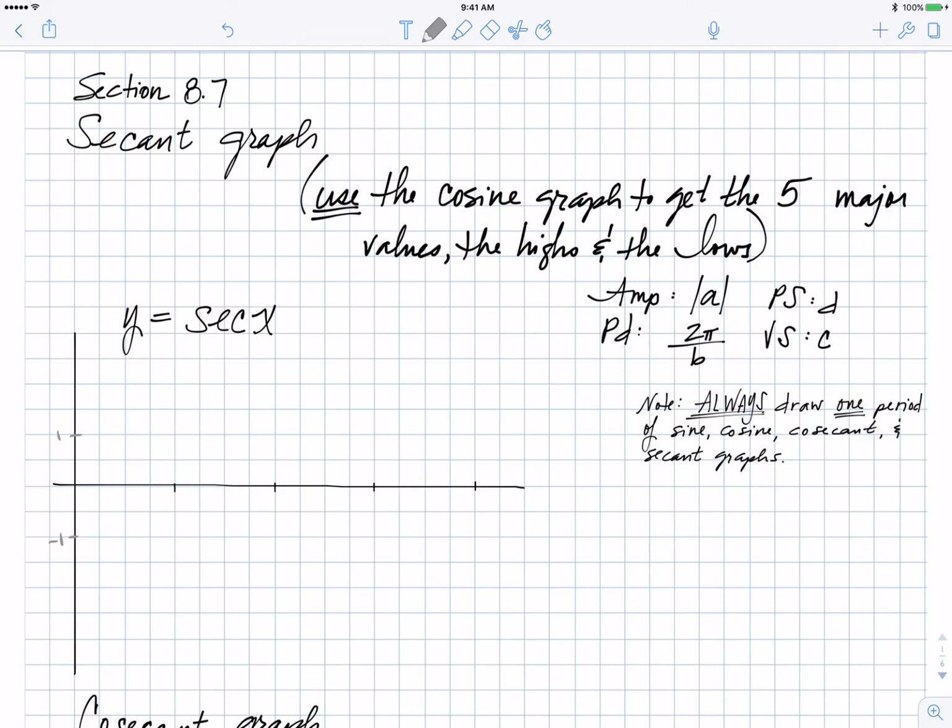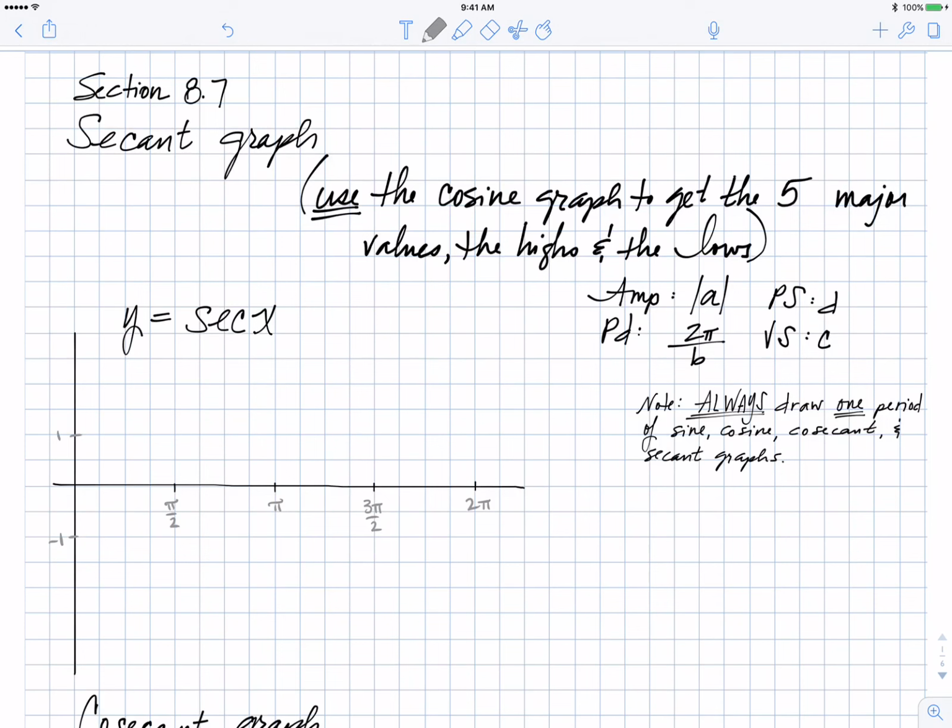We know that the end is going to be at 2 pi. The middle will be at pi. The first quarter point will be at pi over 2, and we'll count 1 pi over 2, 2 pi over 2, 3 pi over 2, and 4 pi over 2, just like we did back in section 8.6.